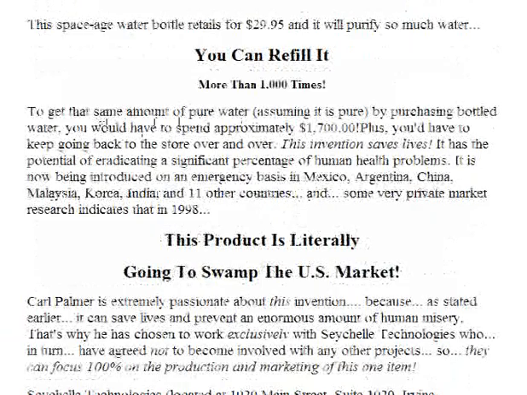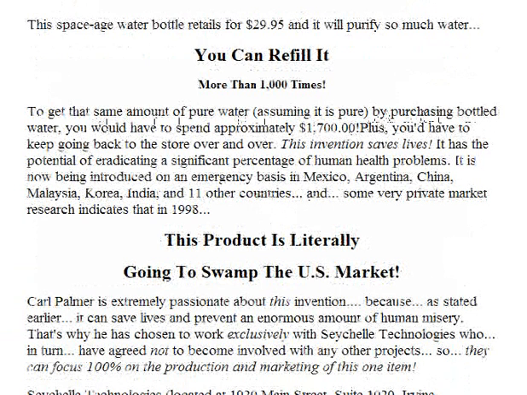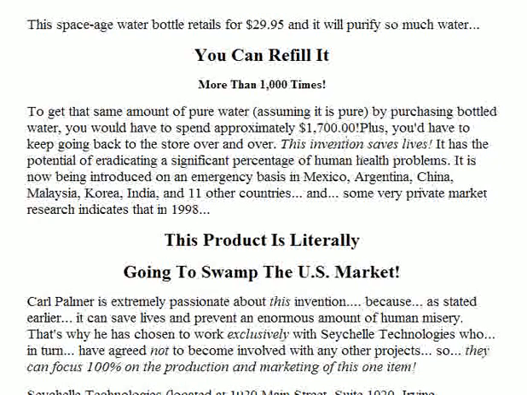So to get the same amount of pure water, again he's comparing price against price, by purchasing bottled water you would have to spend approximately $1,700. Okay, and he added on the extra zero for the cents just to make it seem larger than it actually is. Plus, you'd have to keep going back to the store over and over.